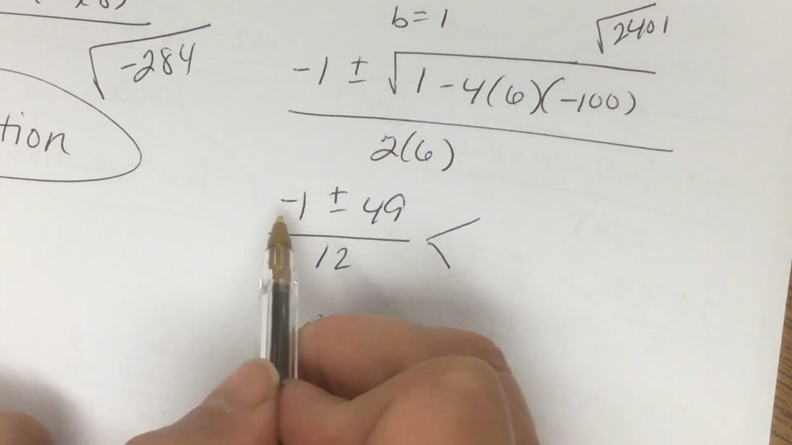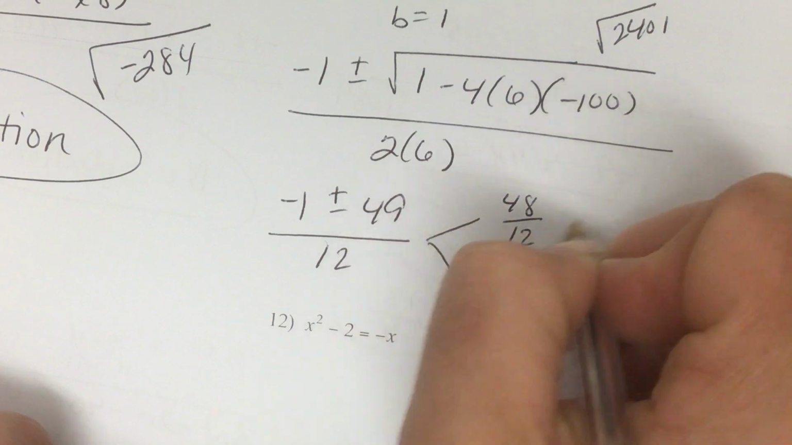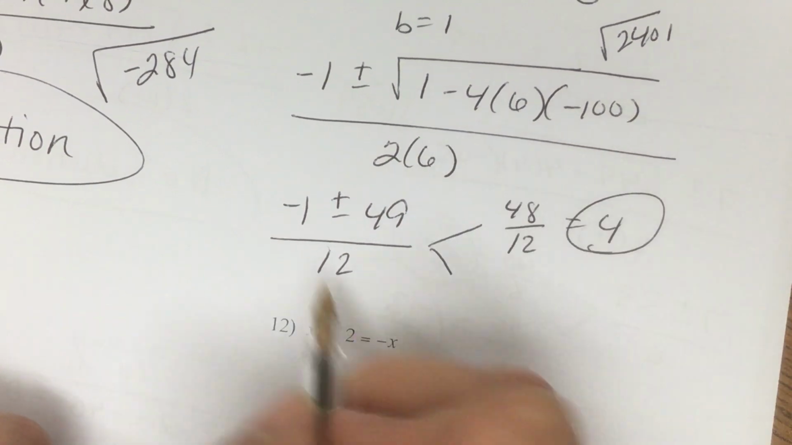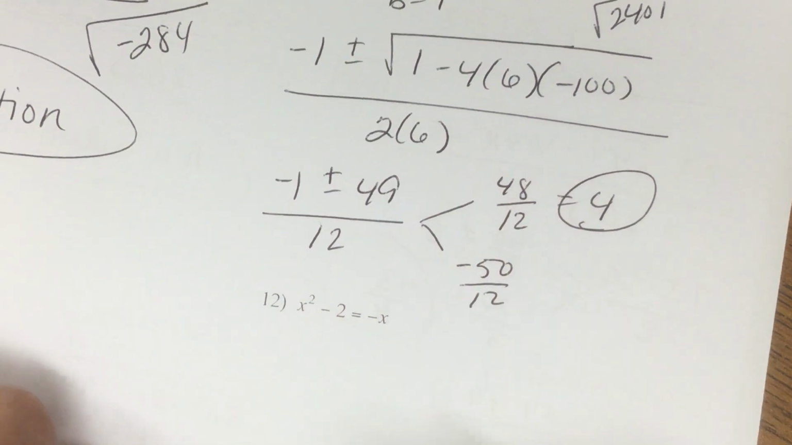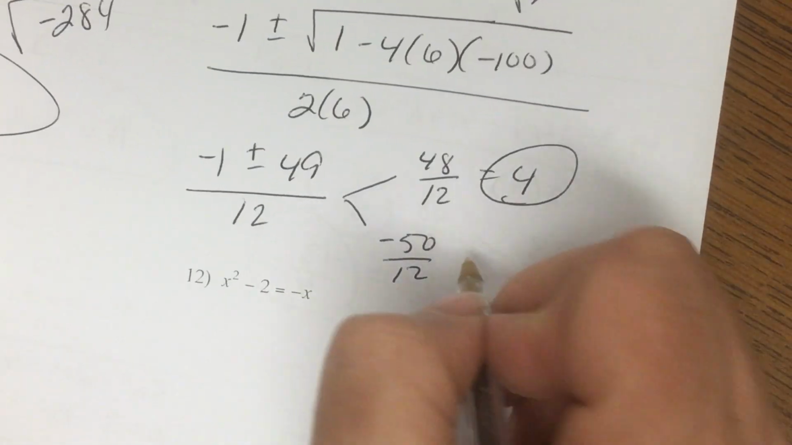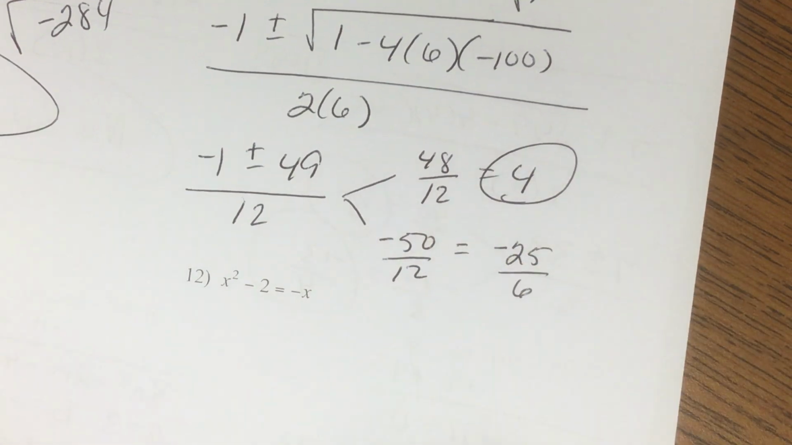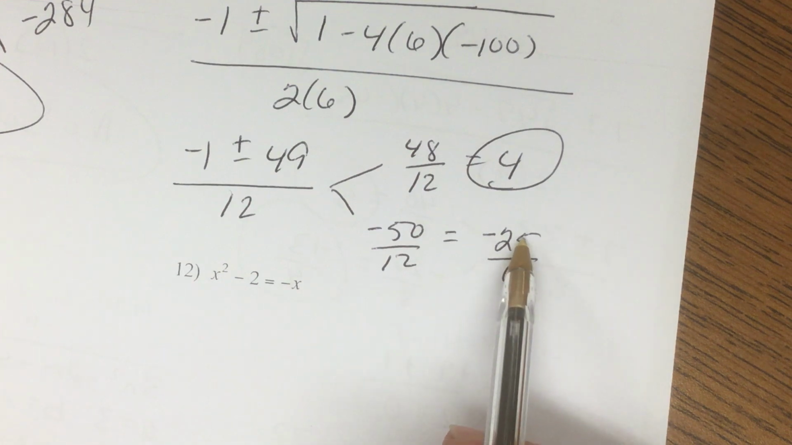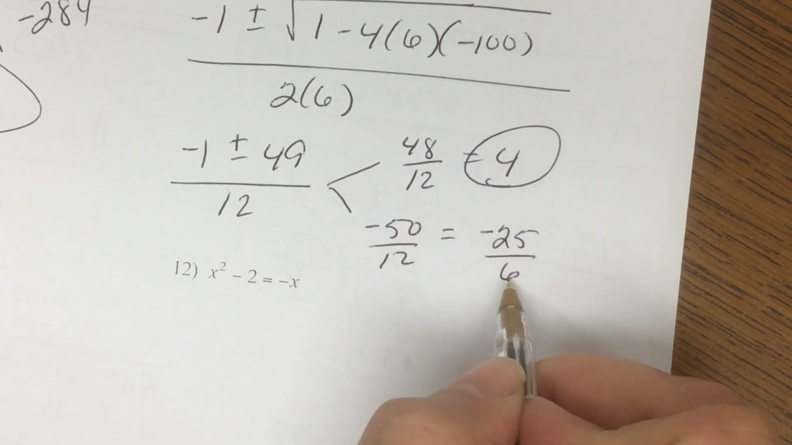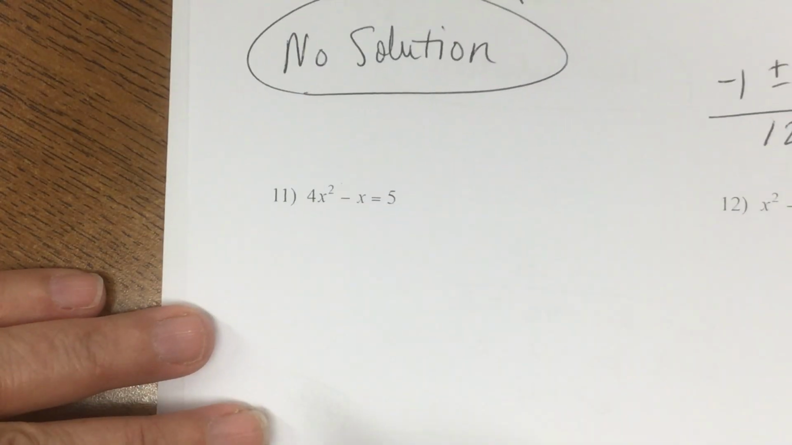Negative 1 plus 49 is positive 48 divided by 12 is 4. Negative 1 minus 49 is negative 50 divided by 12. That needs to be reduced because they're both even. So if I cut them both in half, I get negative 25 over 6. And now nothing goes into both of those. Like 5 goes into 25, but it doesn't go into 6. 2 goes into 6, but it doesn't go into 25. So that's lowest terms. Okay, 2 more.